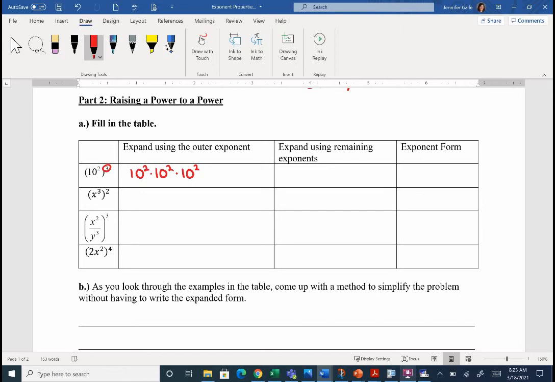The next column says expand using the remaining exponents. So 10 to the second, each one is just going to become that 10 times 10. And then that last column, our final form, will be our 10 to the 6. So expand using the outside one, and then expand using that inside one. Let's see what we can come up with.